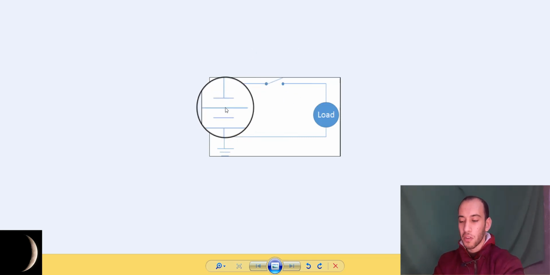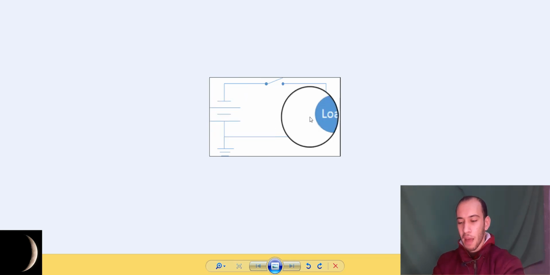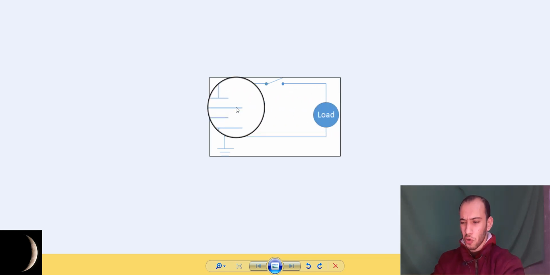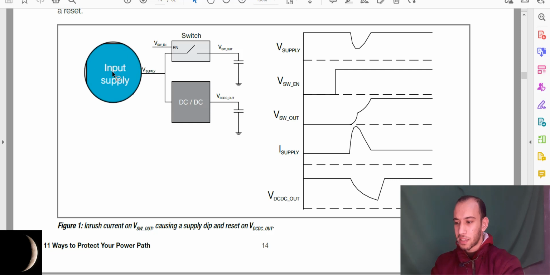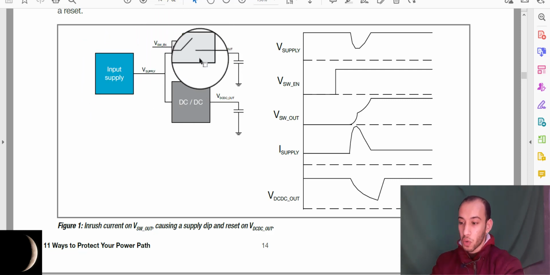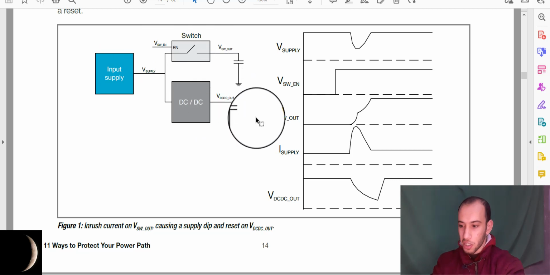Let's speak about the third problem, with the power supply. When you draw a high amount of current, this will result in a high dip in the voltage of your power supply. So what is the problem with this dip in voltage? The problem is if you have another system powered from this power supply. Let's make an example. As you can see in this figure, we have an input supply, a switch to one system, and a DC-DC converter to another system.